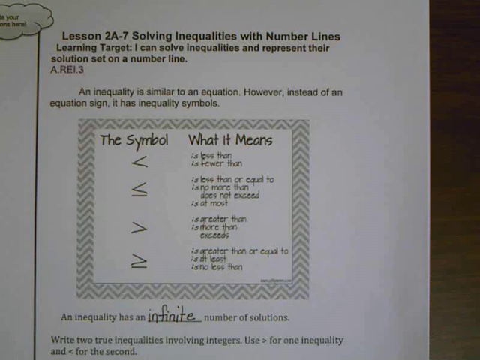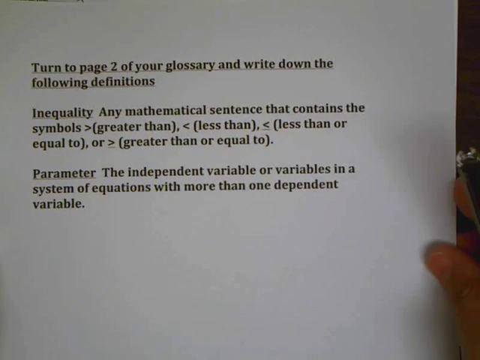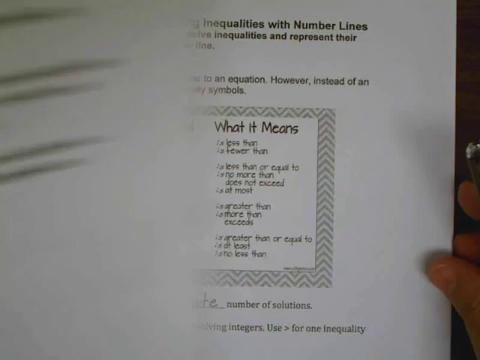Before we begin, we're going to pause for a moment and turn to page 2 of your glossary and write down the following definitions for inequality and parameter. Inequality: any mathematical sentence that contains the symbol greater than, less than, less than or equal to, or greater than or equal to. Parameter: the independent variable or variables in a system of equations with more than one dependent variable. So pause the video and resume once you've completed writing down your vocabulary.